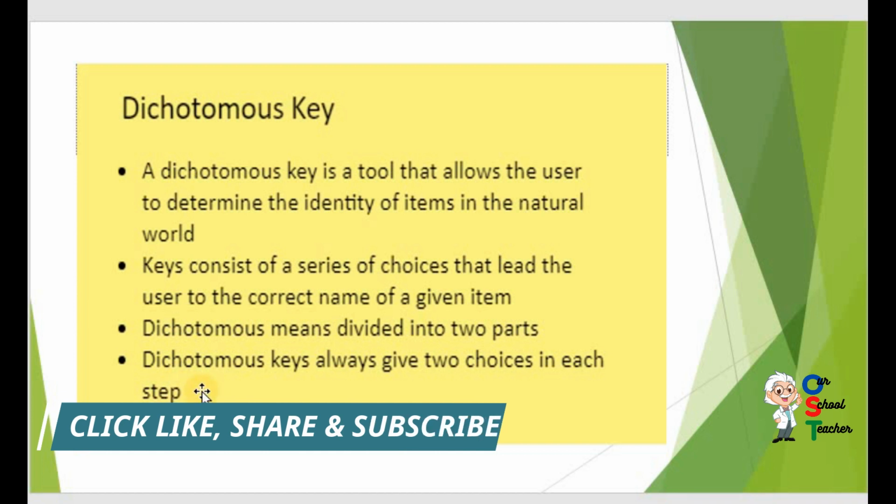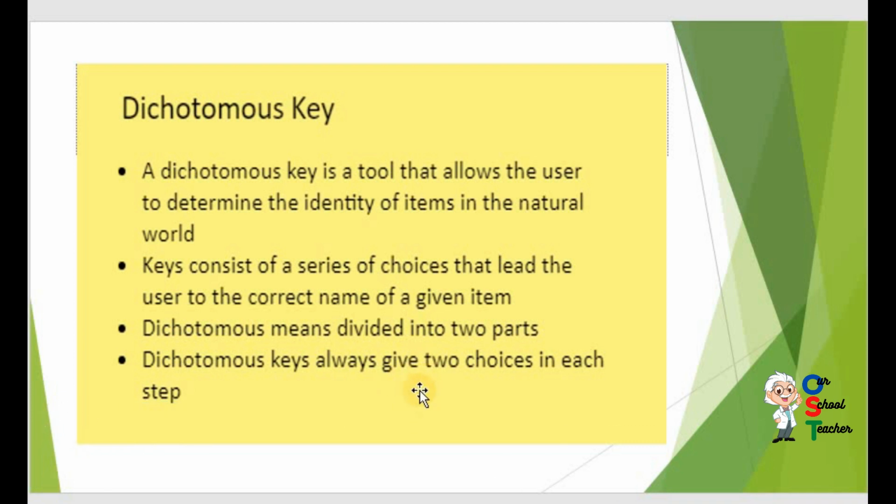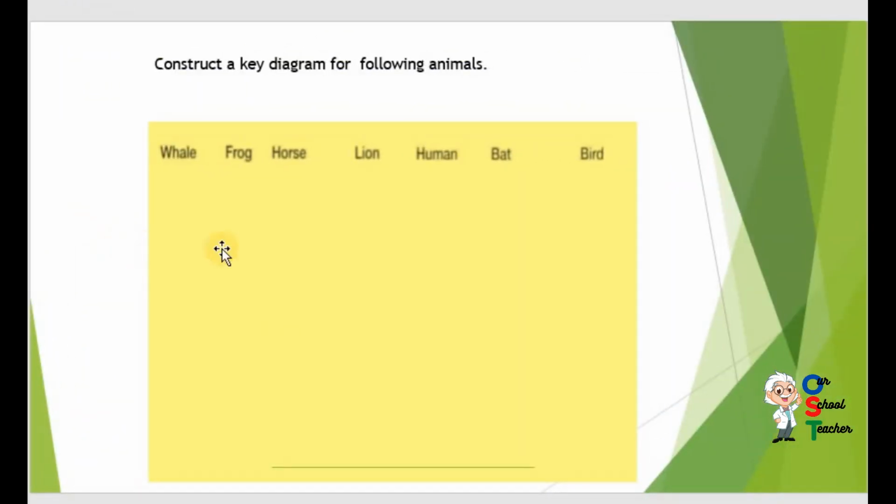You have to ask a question and the answer will be in the form of yes or no. In the form of yes or no, you can divide the animals, or you can identify the animals in their habitat or in any environment.